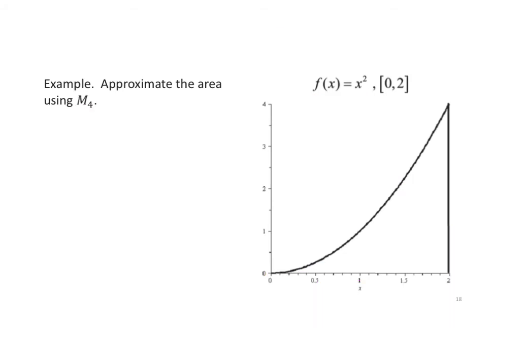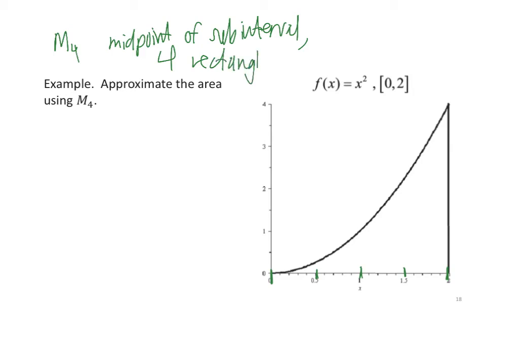Now there's one more type of approximation we're going to look at. We're still going to subdivide into 4 equal pieces, but instead of looking at either the left endpoint or the right endpoint of each subinterval, we're going to look at the midpoint, and we're going to use the midpoint of each subinterval as the x value we're going to plug in to get the y value or the function value, which will be the height of our rectangle. And that's going to be called M4. So M4 means we use the midpoint of the subinterval. And the 4 means we're using 4 rectangles.